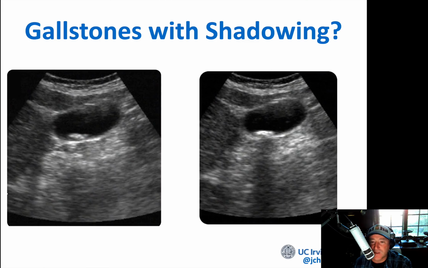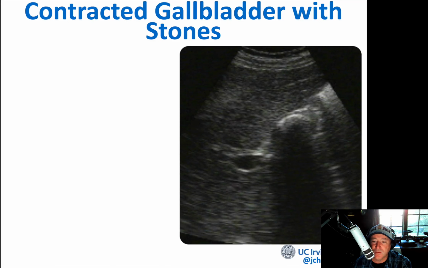Here's an example of the same exact patient, the same exact gallstone, and the same curved probe. But what did you do differently to get this to shadow? What machine adjustment did you make going from not shadowing to shadowing? Maybe if I turned up the frequency. So when you go to the resolution mode or turn up the frequency, you get that shadow to appear.